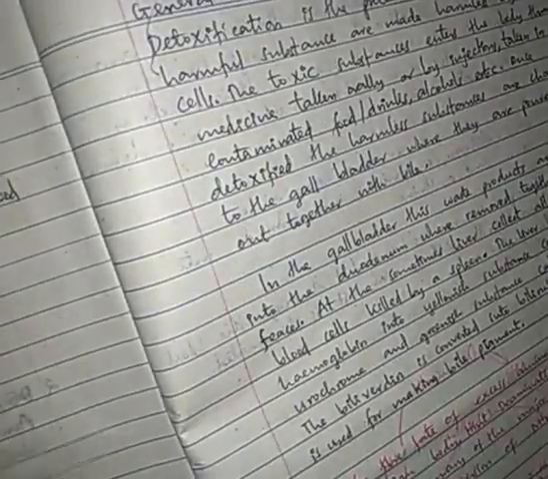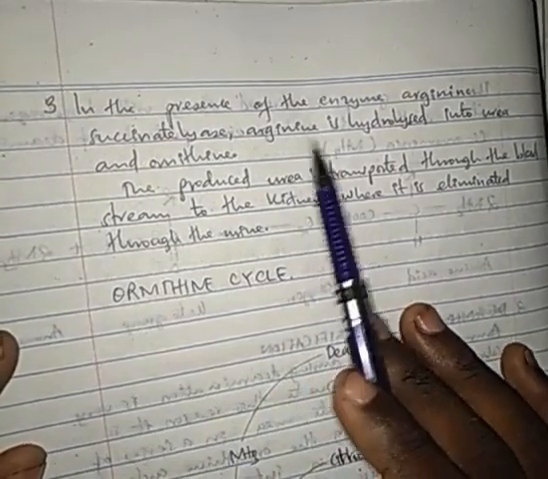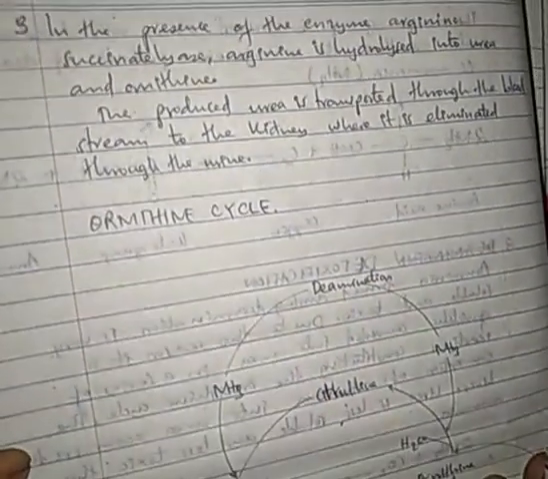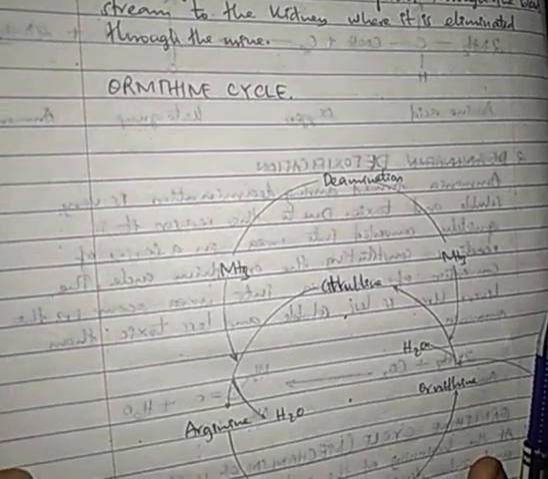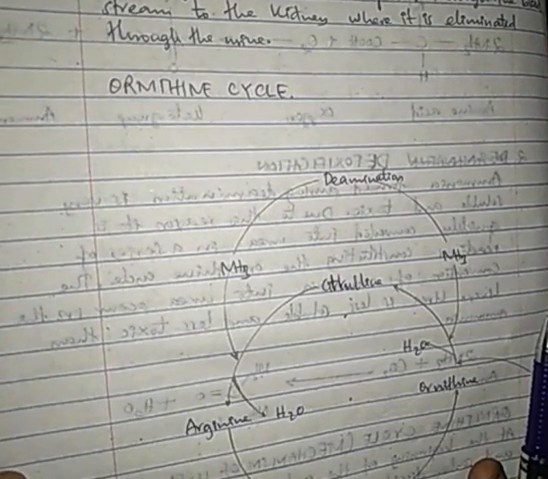Then in the second stage, citrulline combines with another ammonia from deamination to form arginine in the presence of the enzyme arginase. This reaction also involves condensation. But sometimes it's not necessary to write them in stages; you may just write them in explanation. Then in the presence of the enzyme arginase, arginine is hydrolyzed into urea and ornithine. The product urea is taken from the liver by the blood.